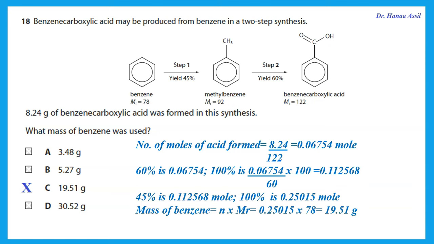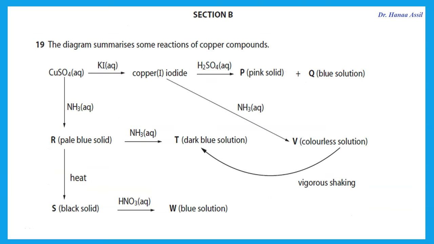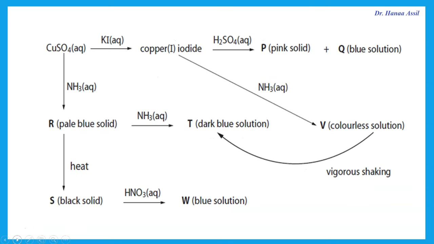So that in the first step, when it gives 45% yield, then we get the 0.112568, and then if we get the 60% yield of the other one, that would be the number of moles that we got in the synthesis. Then this question has some reactions of copper compounds, so we're having a flow chart with different reactions of copper compounds, and we are required to get what is the structure of P, Q, R, S, T, V, W, and so on. So let's take them one by one.